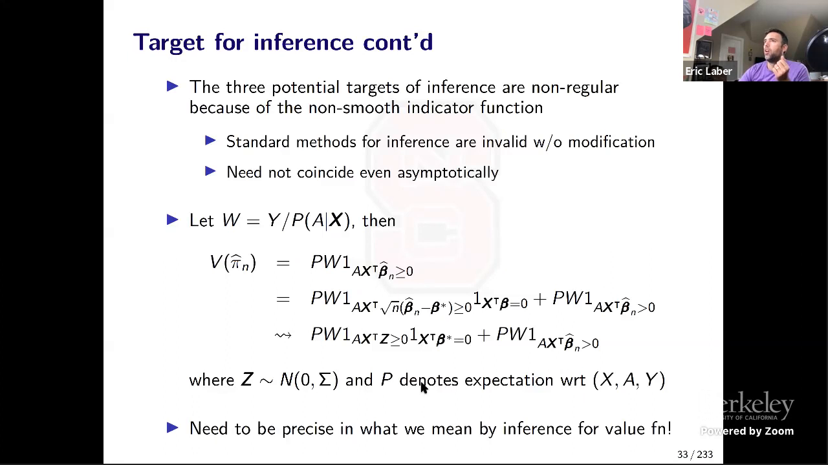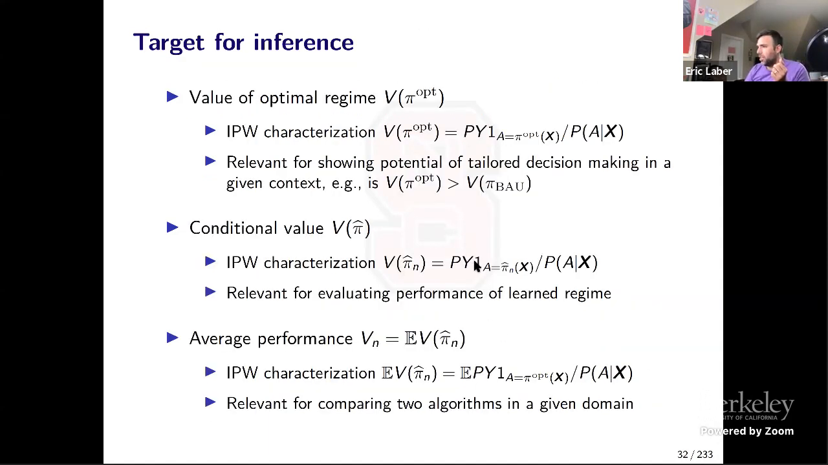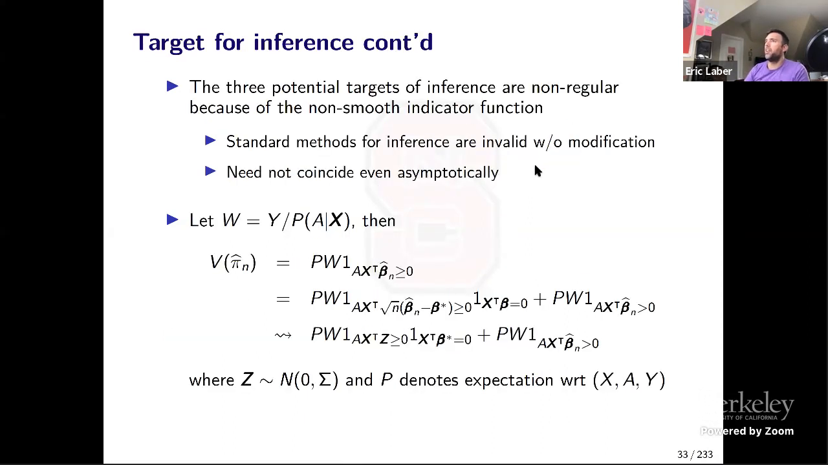Okay. So one thing that happens, we've seen this non-smoothness issue. Here we have the non-smoothness coming in through the indicator function. Right, so we have this indicator function in all three. And it turns out that these things are non-regular because of that indicator function, which again means standard methods for inference are not valid without modification. What also is kind of interesting, if you haven't seen this before, is that they don't have to agree even asymptotically. Meaning if you give them an infinite amount of data, those three criteria don't have to be equal to each other. And so we need to be very careful what we mean when we talk about inference for the value.